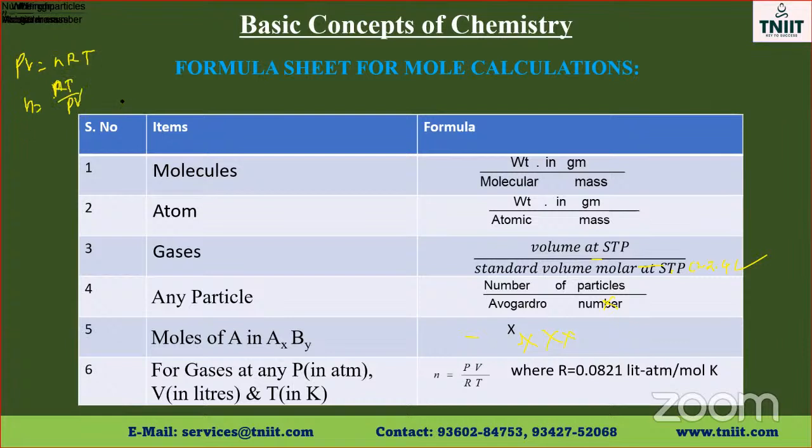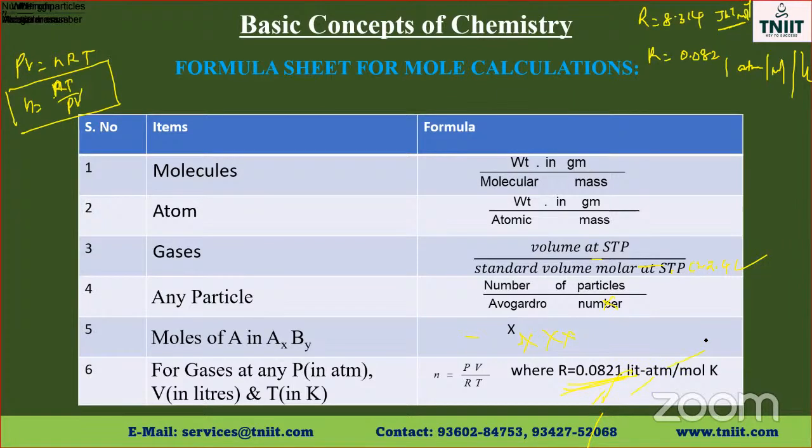So n stands for number of moles. This is based on the ideal gas equation. And the value for R in terms of atmospheres is 0.0821. R is a universal gas constant. Do not consider it to be 8.314 joules per Kelvin per mole, which is in terms of energy. In terms of atmosphere, R is 0.0821 atmosphere liter per mole per Kelvin. This formula you should remember.